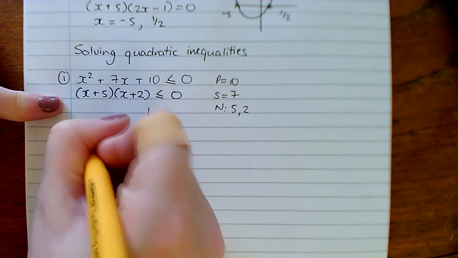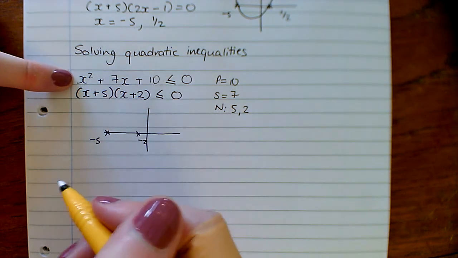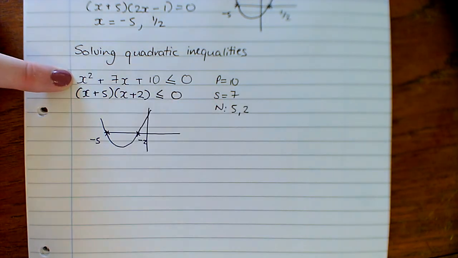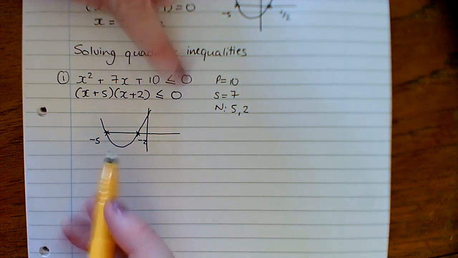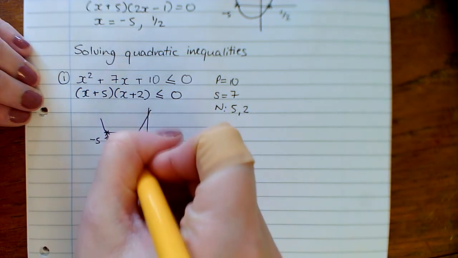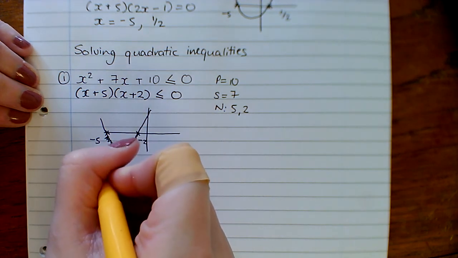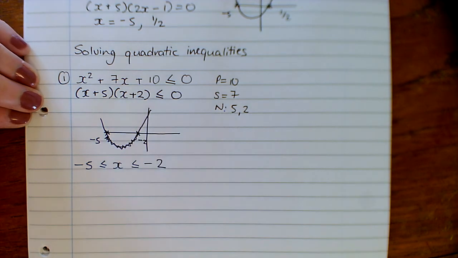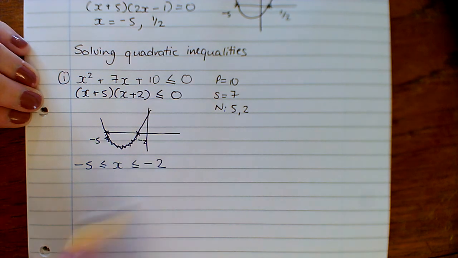So plot our points of minus 5 and minus 2 where it crosses the x-axis. It's a positive quadratic, so we know it's going to be this kind of shape. The graph is less than or equal to 0 down here. So our answer is that it's less than or equal to 0 when x is between minus 5 and minus 2. We'll write it as minus 5 is less than or equal to x, which is less than or equal to minus 2.